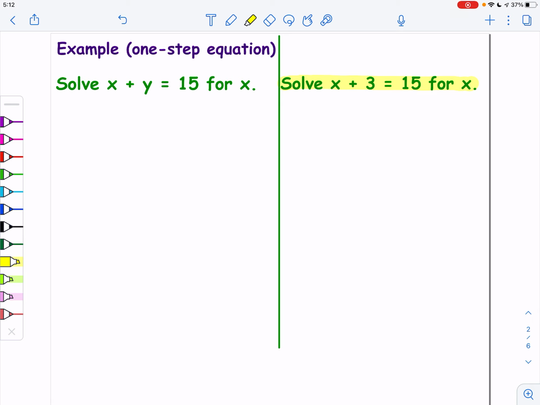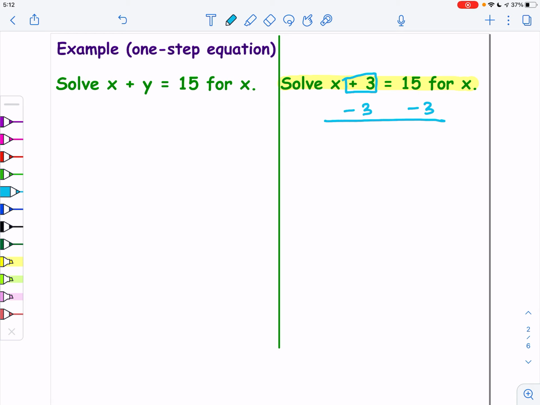This is a one-step equation that you're familiar with. So we want to solve for x. That means we want to get rid of 3 and leave x by itself. To do that, you do the opposite of whatever you're doing to this variable. You're adding 3, so you subtract 3. Anything you do on the left of the equal sign, you also do on the right of the equal sign.